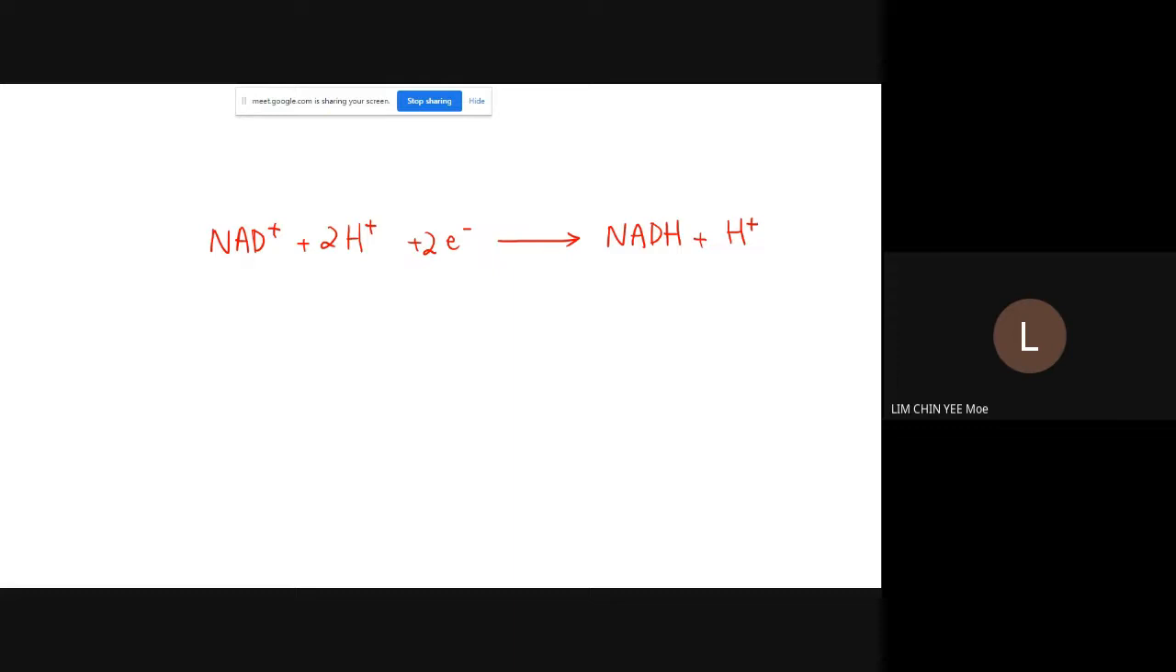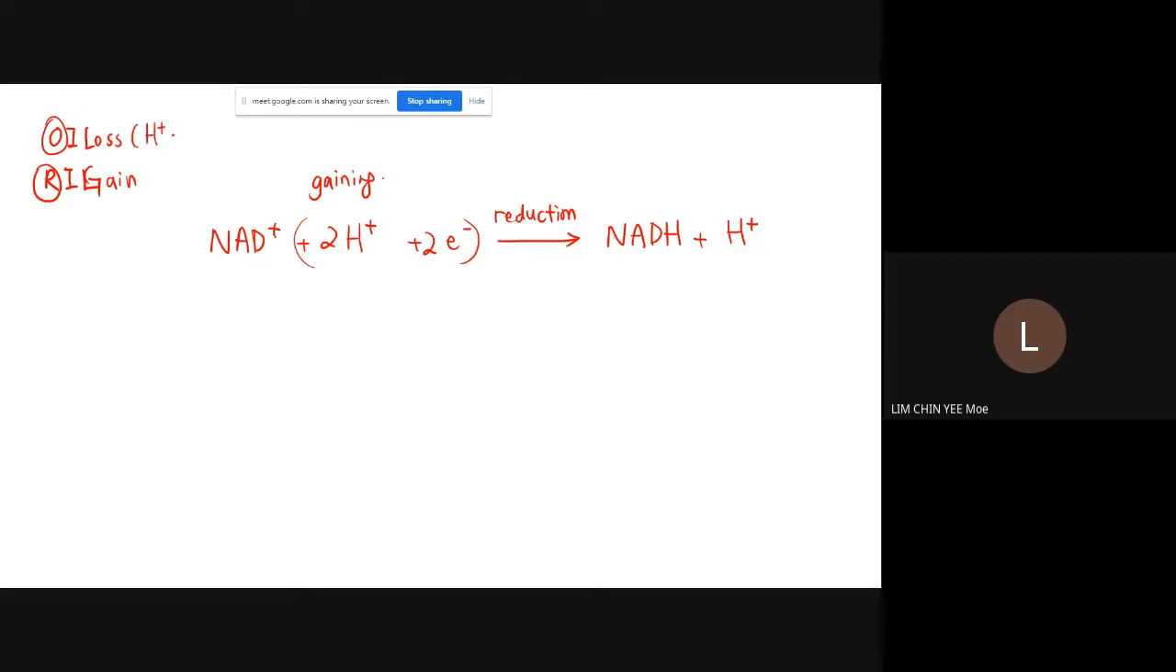Kadang-kadang dia akan suruh you bagi ya dalam exam. So now, you have to remember from gaining this process is NAD plus gain. So maksudnya NAD plus ini dah undergo reduction. Very good. Reduction. Sebab kita cakap oil rig. Kalau reduction, dia gain. Kalau oxidation, dia loss.